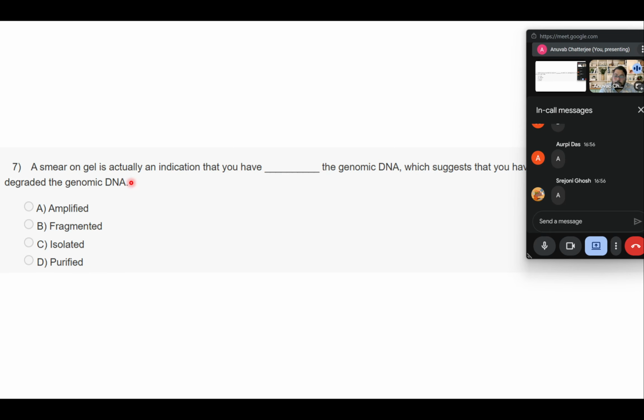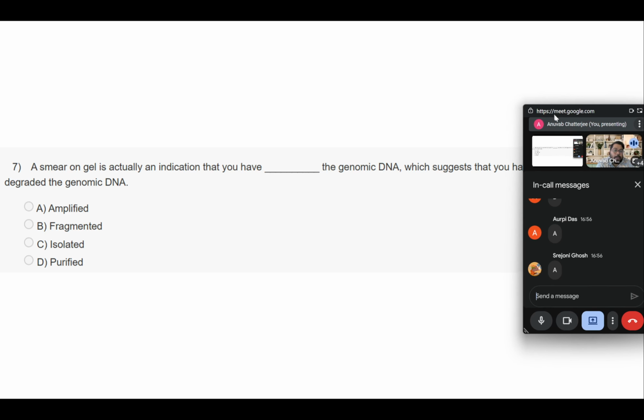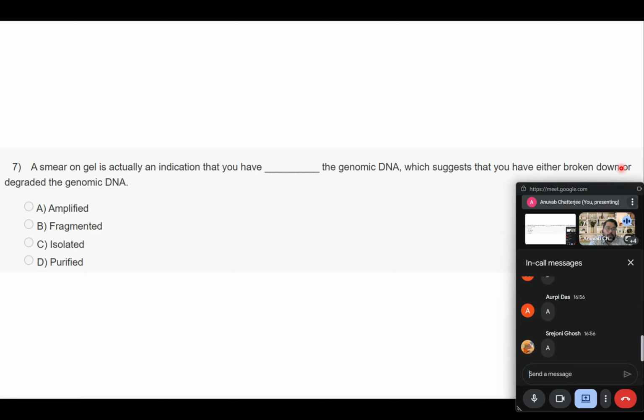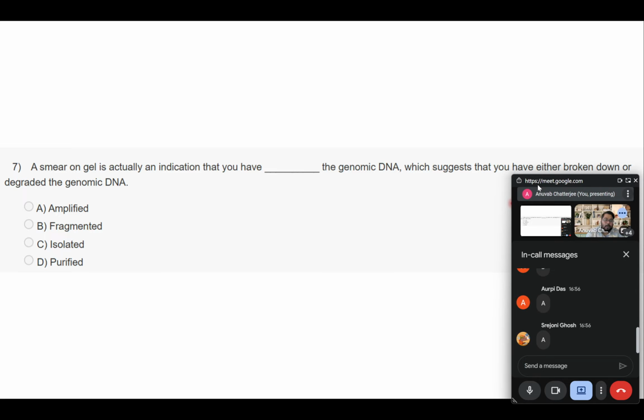A smear on the gel is actually an indication that you have fragmented genomic DNA, which suggests that you have either broken down or degraded the genomic DNA. What does a smear, and not a very sharp band, on a gel mean? Does it mean that you have amplified, fragmented, isolated, or purified genomic DNA on your gel? You can put in what you think is the correct option in the chat.